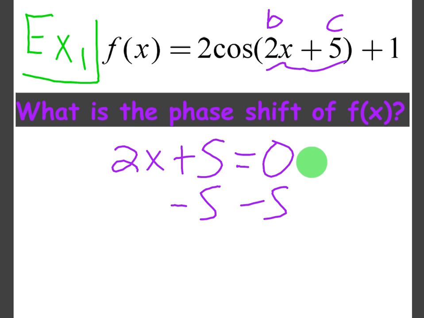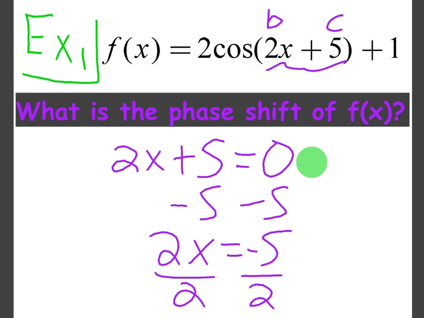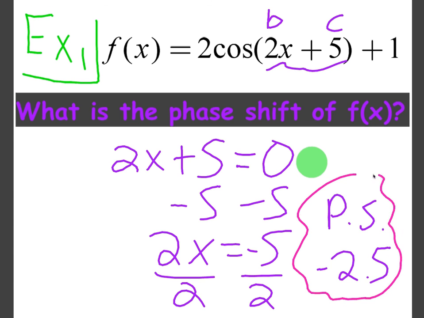If we subtract 5, we get 2x equals negative 5. Divide by 2, divide by 2. And we get x equals negative 5 halves, which equals negative 2.5. And a lot of times I just put PS for phase shift. So final answer for this one, the phase shift is negative 2.5.